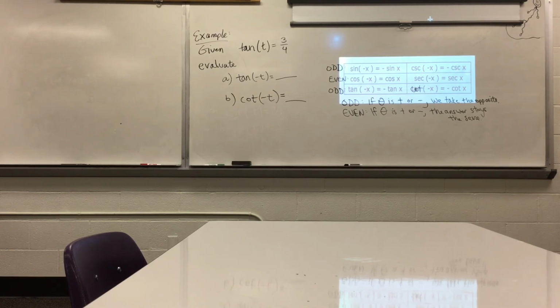So you add the negative t back in, so that would make it negative 3/4. Yes, so that would be the answer for A, negative 3/4. And then the cotangent, which is the reciprocal, but if it's a negative t, it would be negative 4/3. So the cotangent is the reciprocal, right? It'd be negative 4/3. Good.